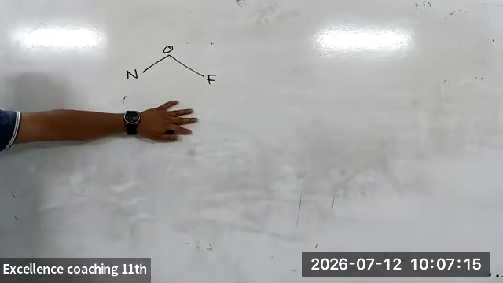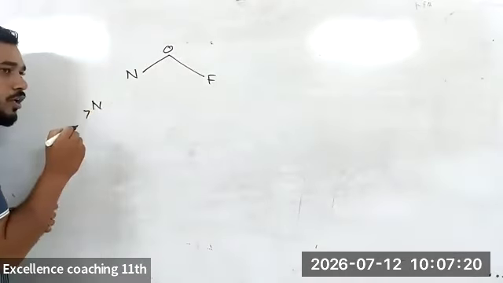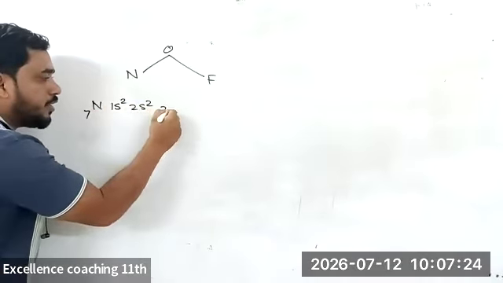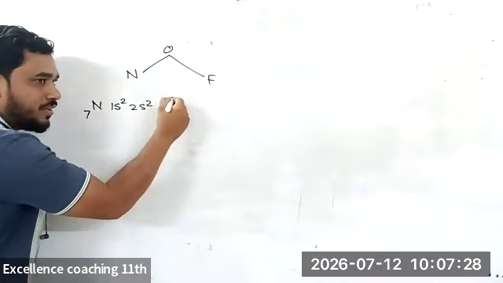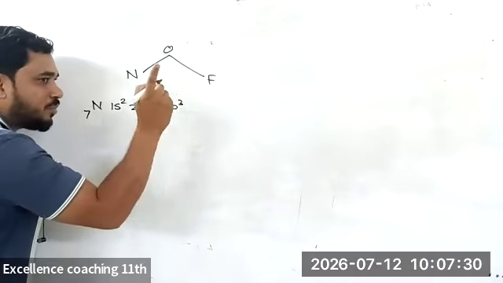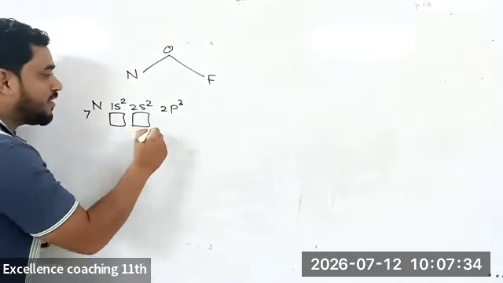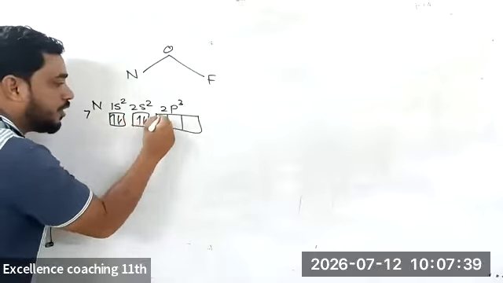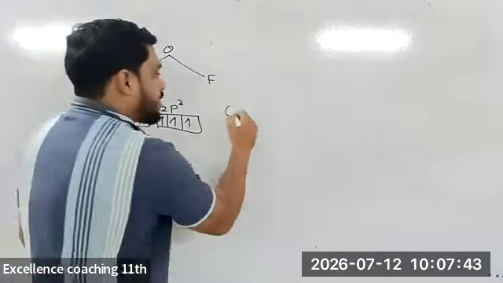So now let's make it clear. Nitrogen electronic configuration. What is the atomic number? 7. The electronic configuration is 1s2, 2s2 and 2p3. Count them: 1, 2, 3, 4, 5, 6, 7. Very interesting concept.